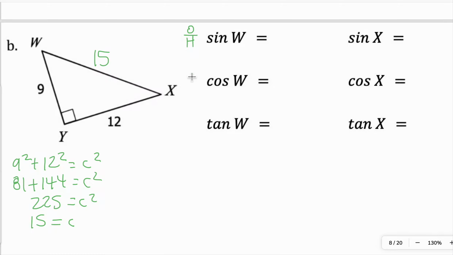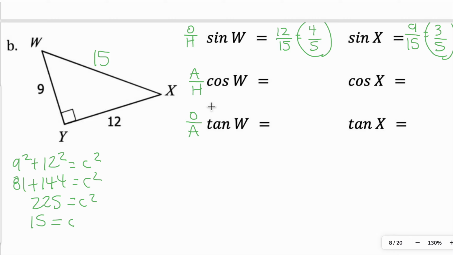So SOH CAH TOA. First, sine of W is opposite over hypotenuse. So initially we write 12 is opposite, and then 15 is my hypotenuse. But these can both be reduced. If I divide by 3, I'm going to get 4/5. Sine of X, opposite over hypotenuse. I'm going to get 9 over 15, reducing it, 3 over 5.